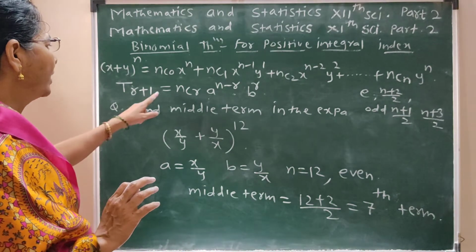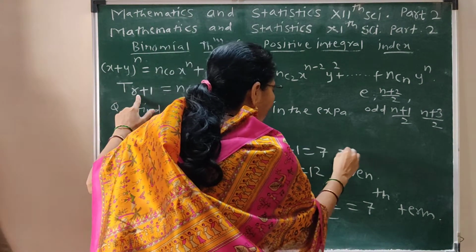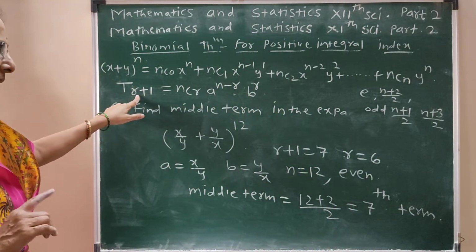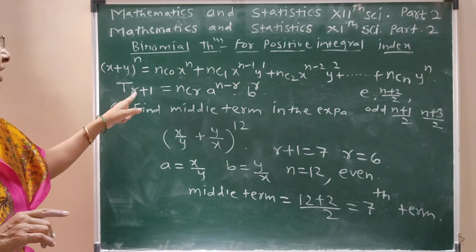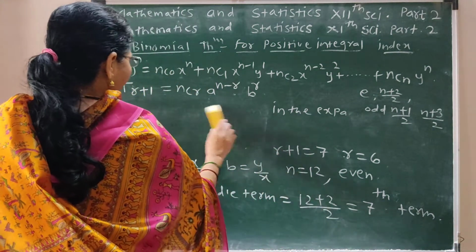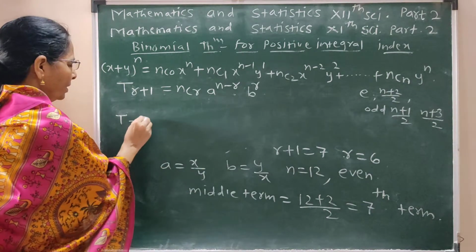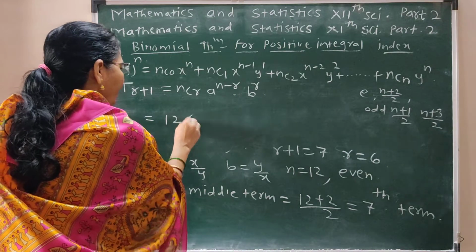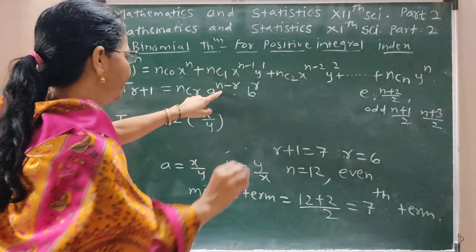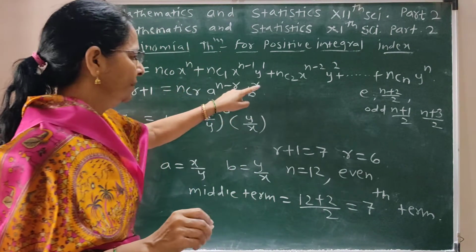The seventh term is the middle term. So we find the seventh term by using this formula. Here r plus 1 is equal to 7, so r is equal to 6. Put all these values in this formula and we get the answer. T r plus 1 is T7, n is 12, a is x upon y raised to n minus r, 12 minus 6 is 6, b is y upon x raised to r, 6.